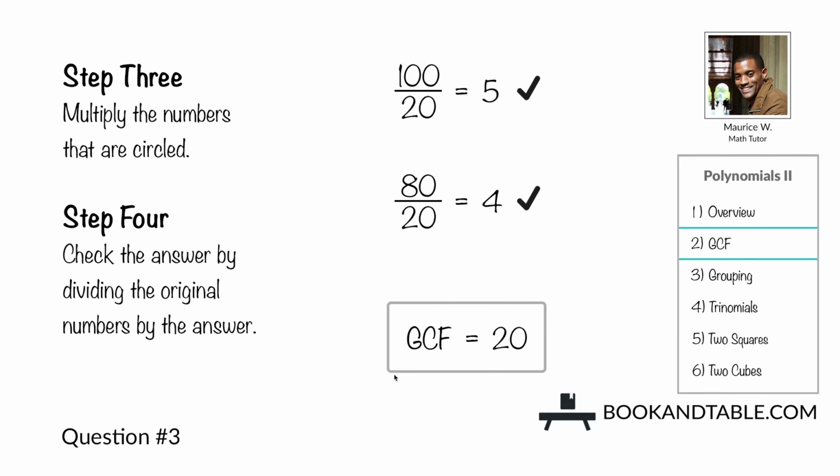And now to check the answer, we want to divide both 100 and 80 by 20 to make sure that we get whole numbers as our quotient. 100 divided by 20 is equal to 5, so that works. 80 divided by 20 is equal to 4, so that works. So the greatest common factor of 100 and 80 is equal to 20. So that is how you go about finding the greatest common factor of two numbers.